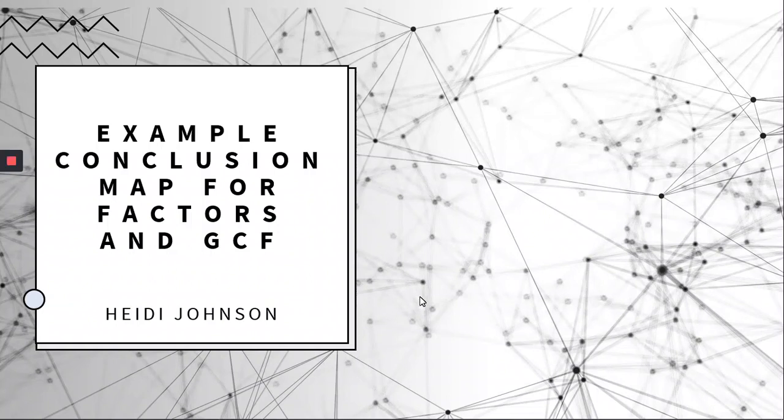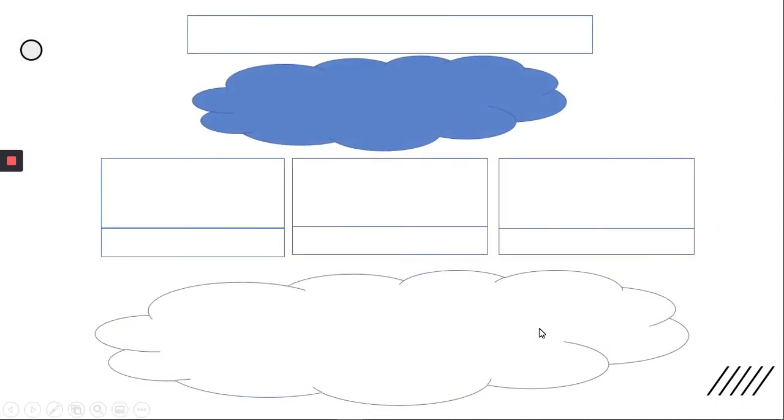Today, we're going to be taking a look at an example conclusion map for factors and greatest common factor. First, we're going to choose our numbers. So, let's find the greatest common factor of 8, 12, and 24.